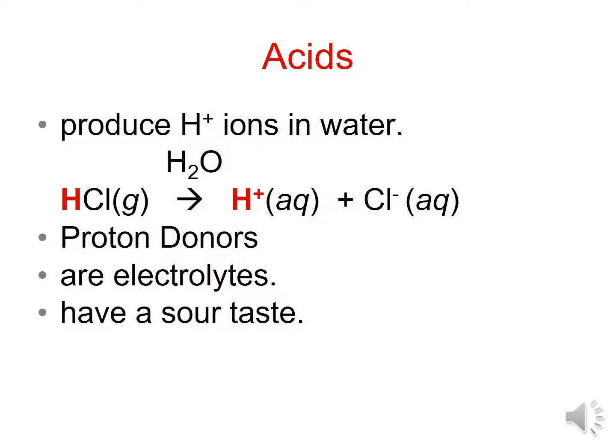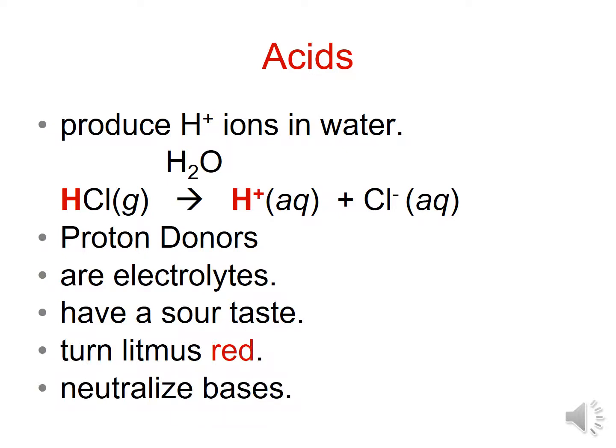The word acid comes from Latin acidus for sour, because all acids will have a sour taste. The H+ ion signals the taste buds a sour taste. They change different indicators to different colors, including litmus. They change it red. Another property is they neutralize bases.